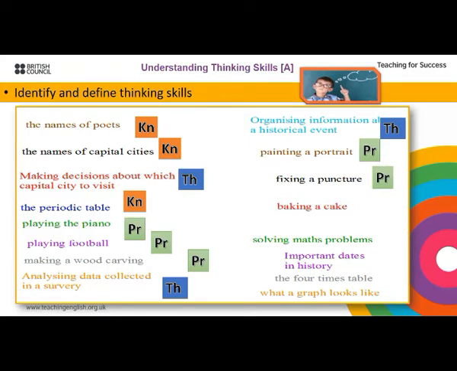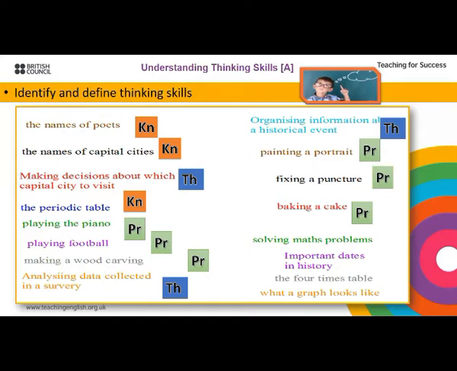What's the meaning of puncture? A hole. Fixing a hole. Yes. Puncture means hole, ثقب in Arabic. Baking a cake, practical skills. Yes.